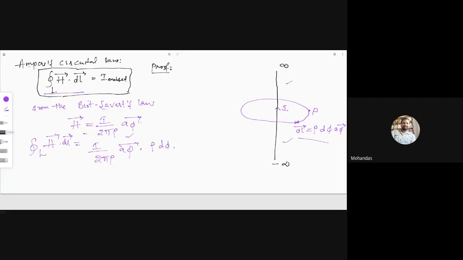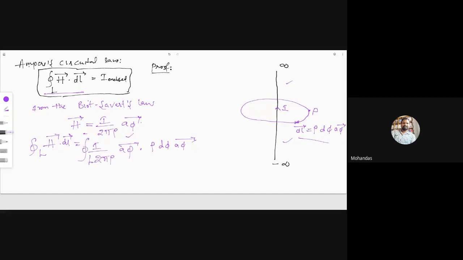Rho d phi a phi from the cylindrical coordinate system. Why is it the cylindrical coordinate system? We have imagined this. We are going to prove this Ampere circuit law in the cylindrical coordinate system for an infinite conductor. And this is the closed line integral.